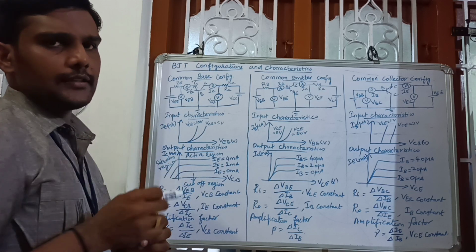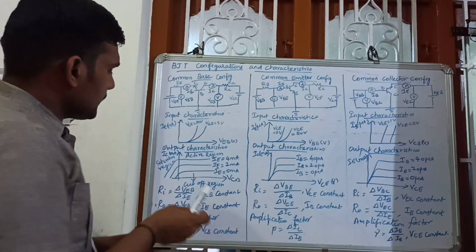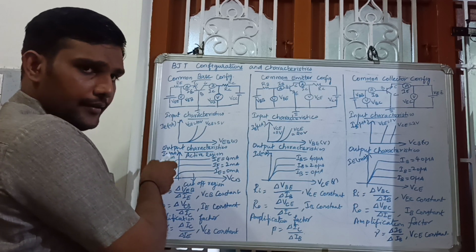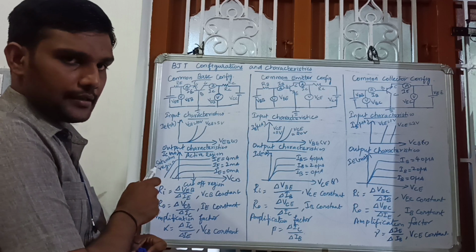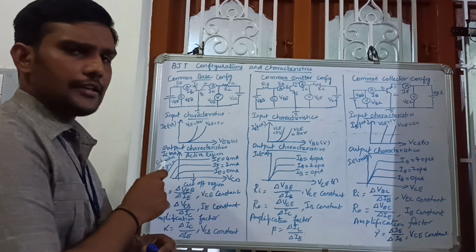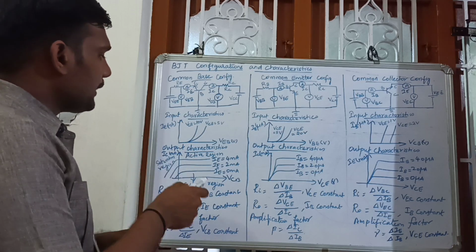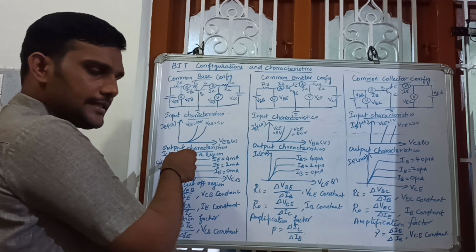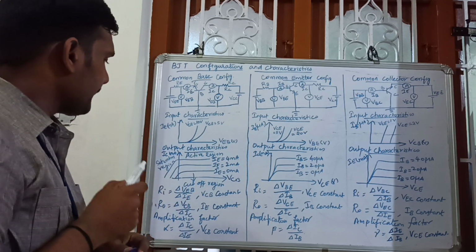In order to operate the BJT as a switch, the transistor will be used in saturation region and cutoff region. In cutoff region, the BJT will be in off state. In saturation region, it will be in on state. So if you are using BJT as an amplifier, you have to operate BJT in active region.